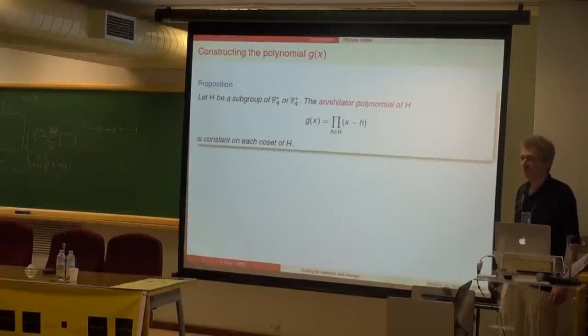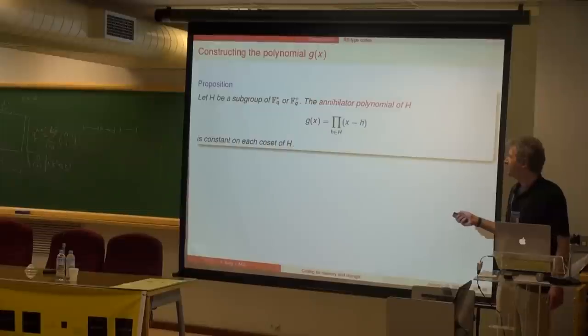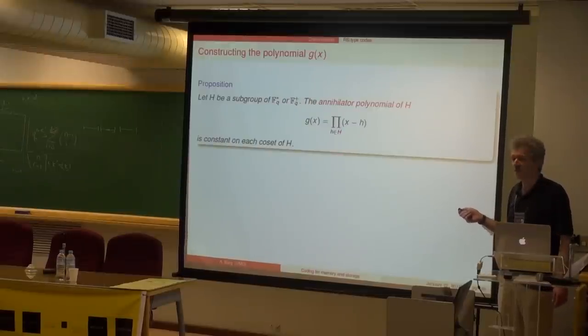How to find G? Claim: take a subgroup H of the multiplicative group of F_q, or of the additive group. Take the annihilator of that subgroup. So what's the annihilator? It's the polynomial of degree equal to the cardinality of H that takes the value 0 at every point of the subgroup. It is constant on each coset of H, including H itself, of course. So that is one way to get the partition.